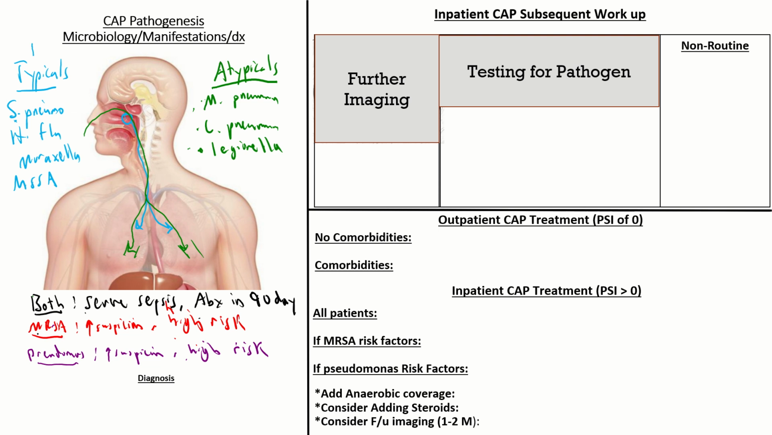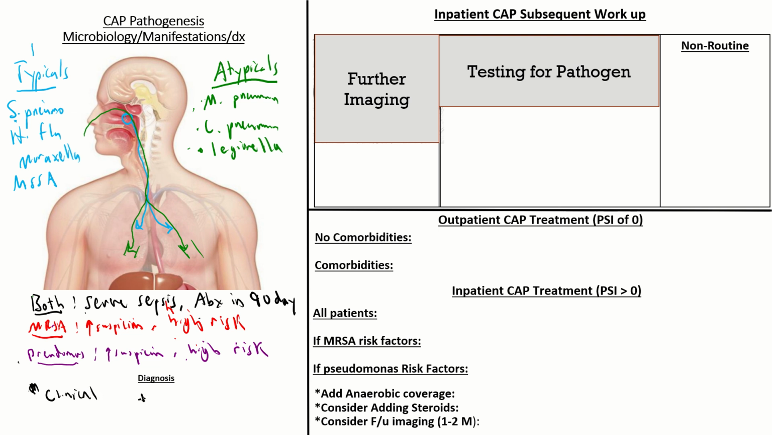Diagnosis, honestly, of CAP is tough, and there's a lot of things that can present similar to CAP, and there's so much diagnostic entropy nowadays with patients presenting so sick to the hospital with so many different comorbidities and sickness. But really, it is relying on clinical presentation.